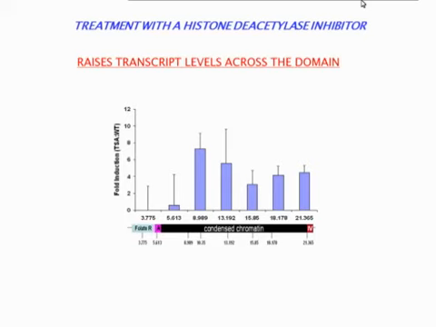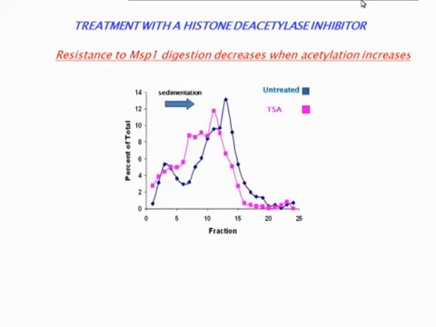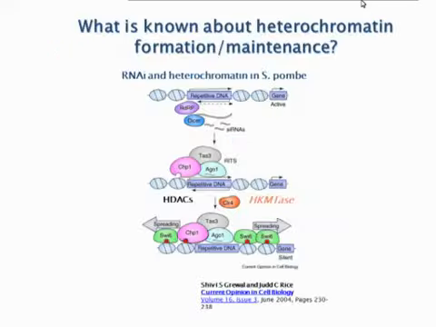So the thing appears to be opening up, and we can confirm that because if we digest with MspI, that dark blue is what I showed you before. Now everything is moved down to smaller fragments. So now the chromatin's opening up and you can digest it.